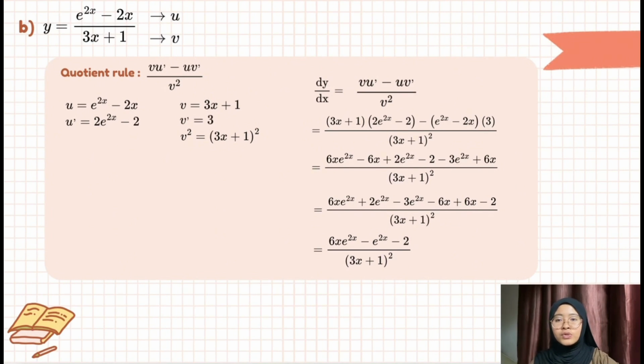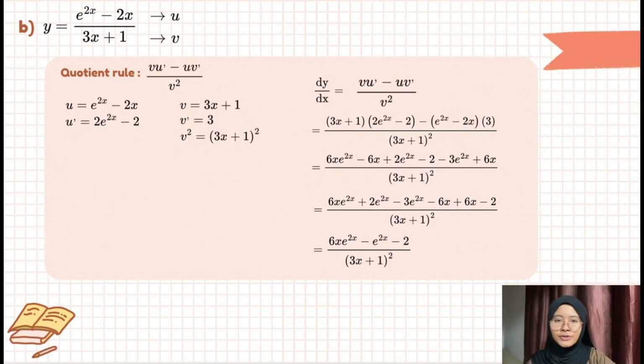And we got equals to 6x e to the power of 2x plus 2e to the power of 2x minus 3e to the power of 2x minus 6x plus 6x minus 2 over (3x plus 1) squared. And we simplify the equation, and we got the answer is 6x e to the power of 2x minus e to the power of 2x minus 2 over (3x plus 1) squared. So this is the final answer for question B.